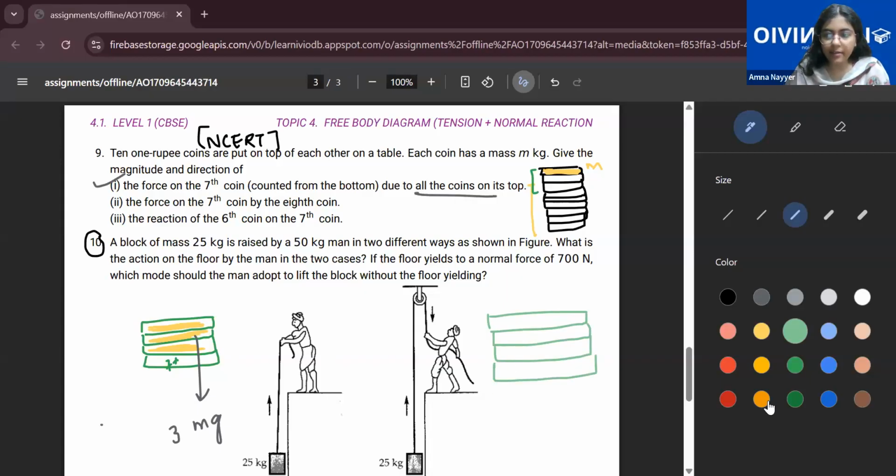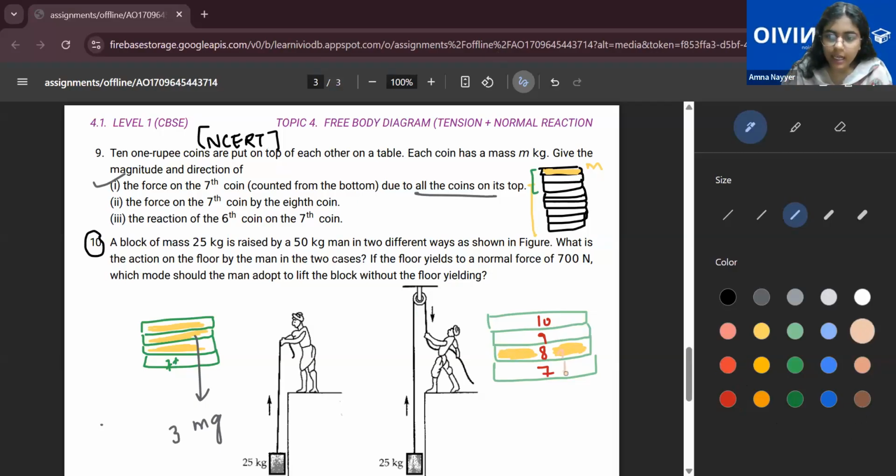From the bottom, if you calculate, this is the 7th one, this is the 8th, 9th, and 10th. Yes? Yes, ma'am. Okay, now see, when we are talking about the 8th one, this one is exerting the force on the 7th one. Whatever weight the 8th coin will face, it will be exerting the same force back on the 7th one. That's why they'll form the action reaction pairs.